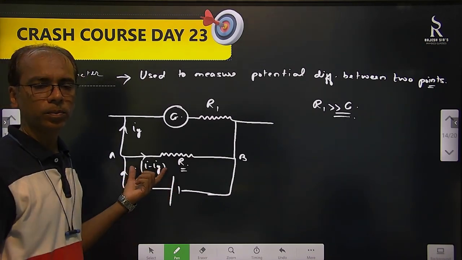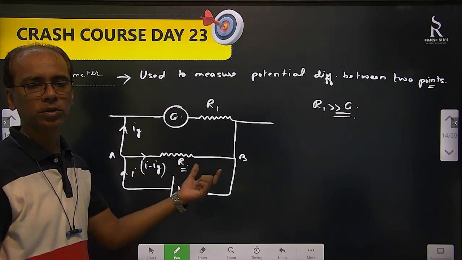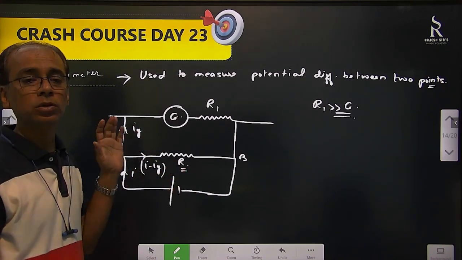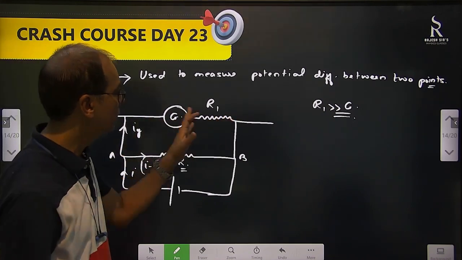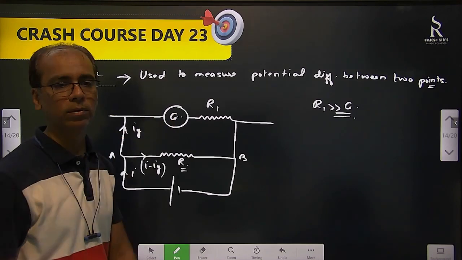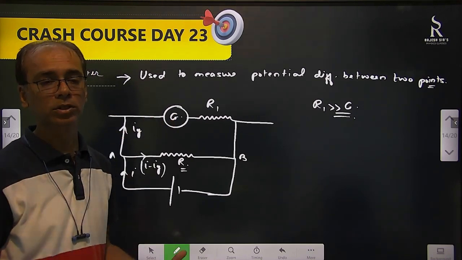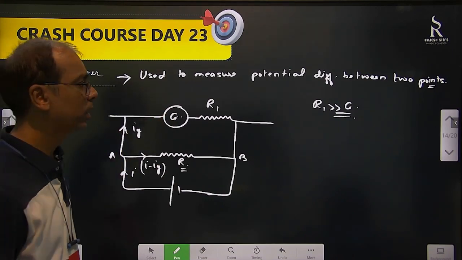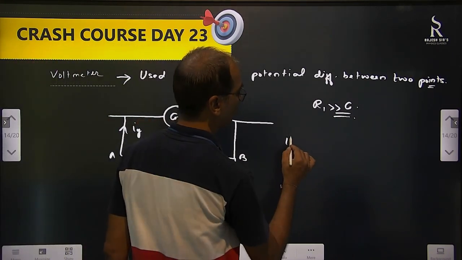Parallel, so whatever potential I minus Ig current is producing across this, same potential Ig will produce across this. So what we made sure is, by resistance we increase over here, so that very less amount of current goes in galvanometer, because you have to make sure that galvanometer is safe. So Ig only is going. So this time what has happened?